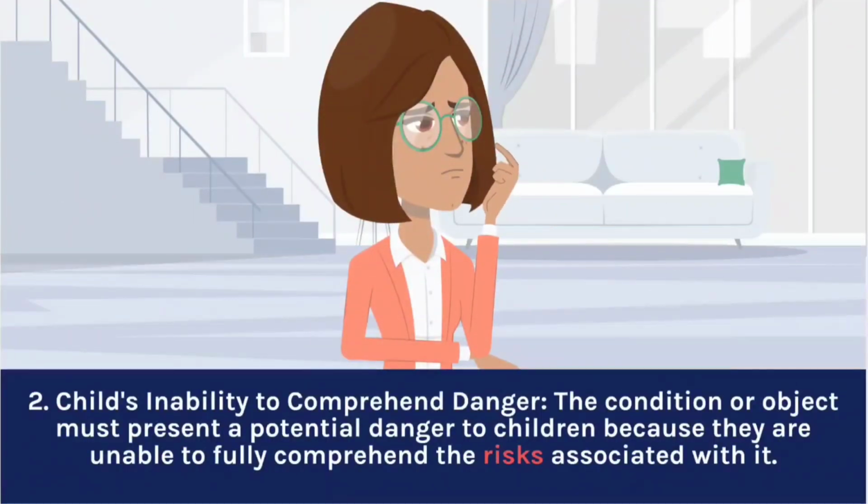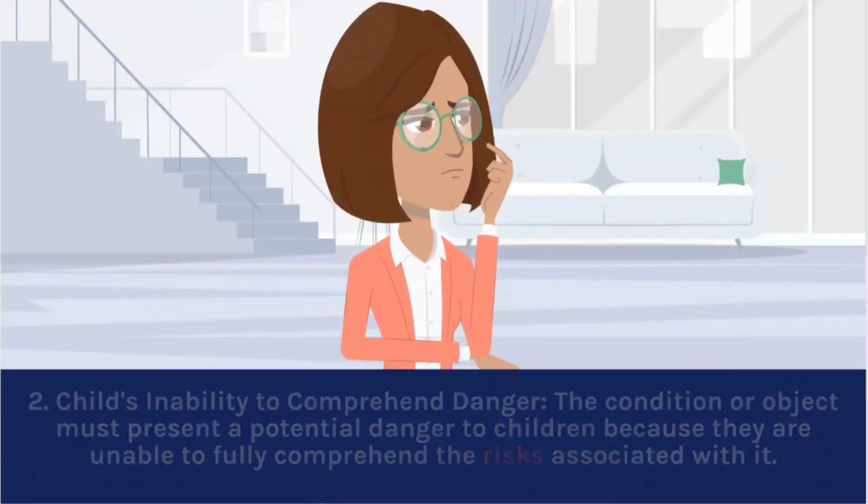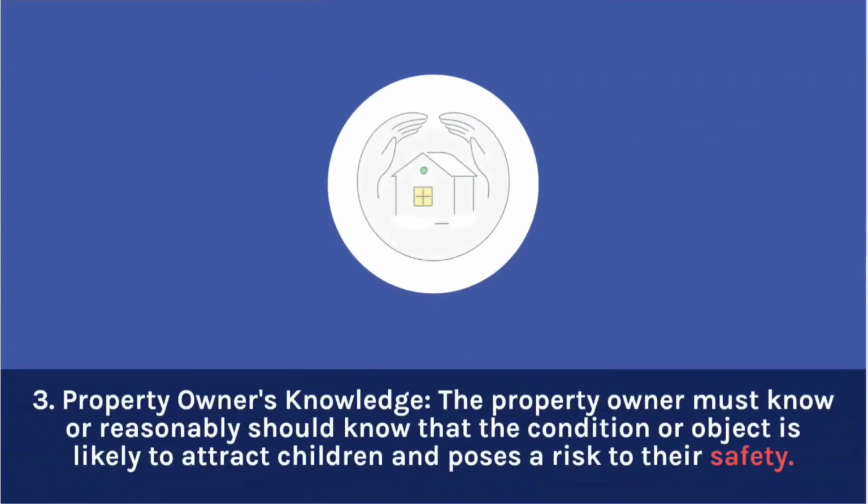2. Child's inability to comprehend danger. The condition or object must present a potential danger to children because they are unable to fully comprehend the risks associated with it. 3. Property owner's knowledge. The property owner must know or reasonably should know that the condition or object is likely to attract children and poses a risk to their safety.